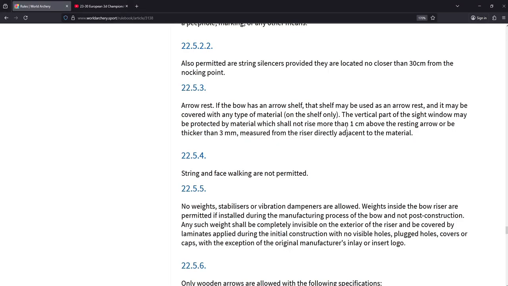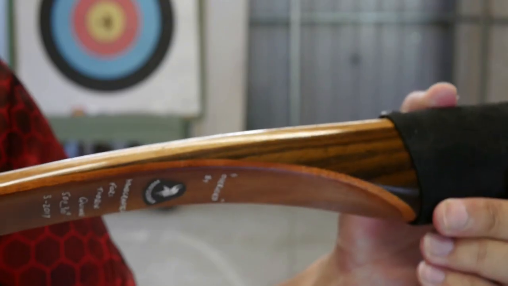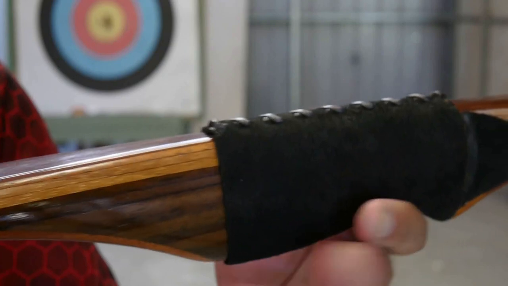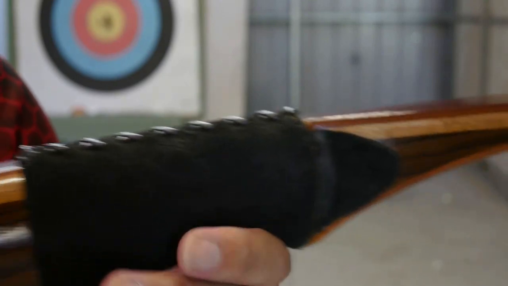22.5.3. Arrow rest. If the bow has an arrow shelf, the shelf may be used as an arrow rest. It may be covered with any type of material on the shelf only. The vertical part of the sight window may be protected by material which should not rise more than 1 centimeter above the resting arrow or be thicker than 3 millimeters, measured directly adjacent to the material. So you can shoot off the shelf. You can have a bow window, you can have a shelf. The shelf can be covered by a shelf rug which protects the bow.